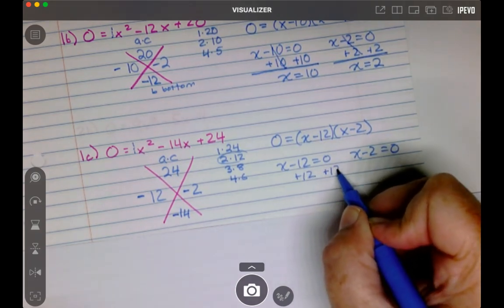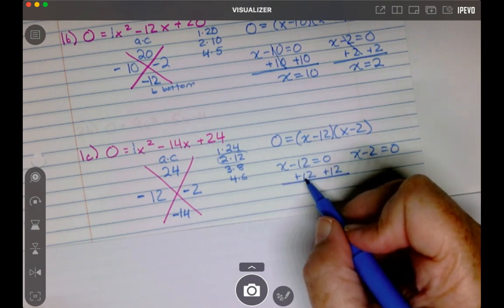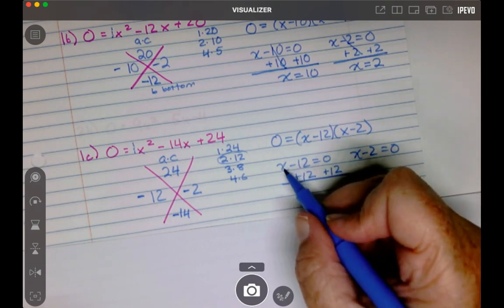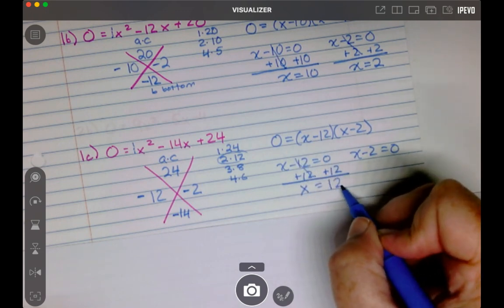And here I go. I'm going to isolate x by doing the additive inverse. Negative 12 plus positive 12 is 0. And that means I just have an x left on this side. And over here I would have a positive 12.